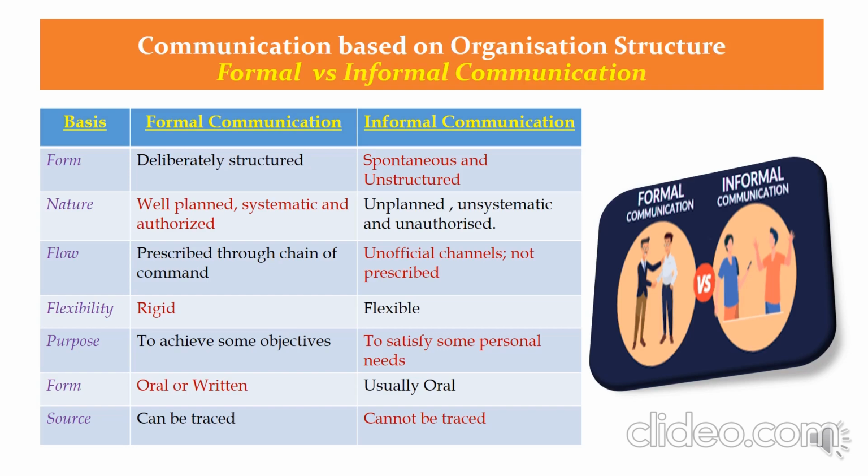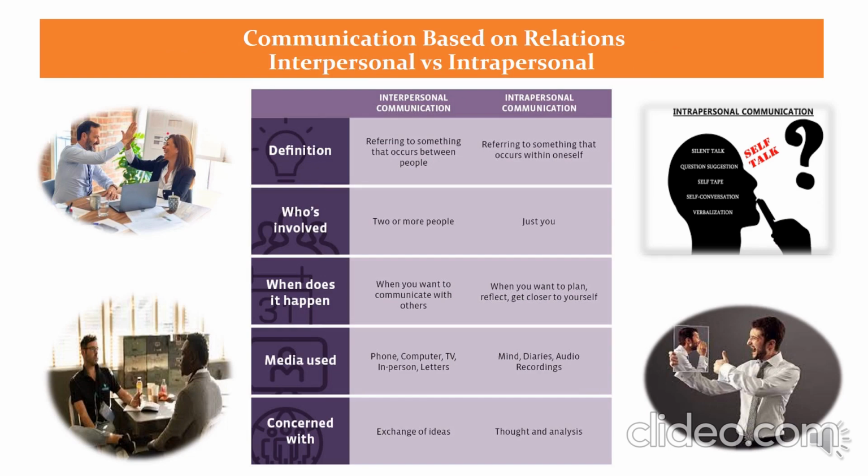The form of formal communication is either oral or written, whereas informal communication is usually oral in form. Formal communication can be traced using minutes of the meeting and reports, whereas informal communication cannot be traced easily. Right? The next one is communication that focuses on one-on-one interactions.